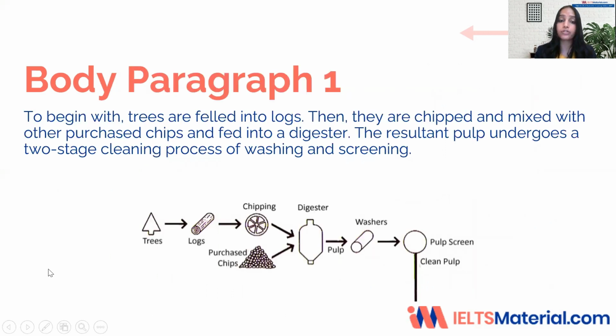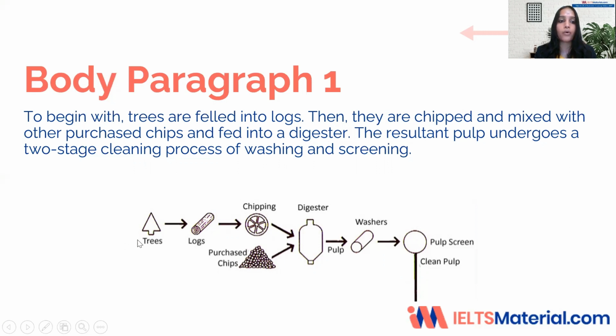So here I have included a part of the diagram so that I can just write about this particular section of the diagram in one body paragraph. And we can take up the rest of the details in the subsequent body paragraphs. So let's see how we write it. To begin with, trees are felled into logs. Then they are chipped and mixed with the other purchased chips and fed into a digester.